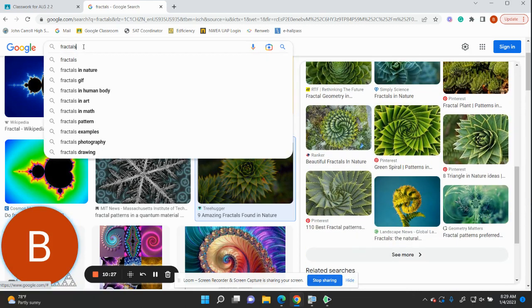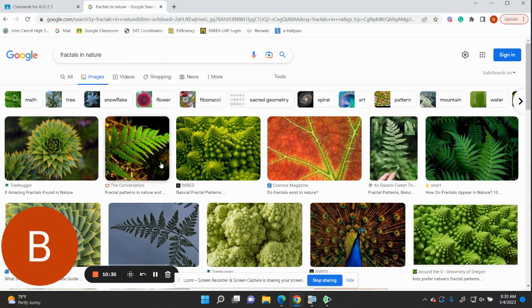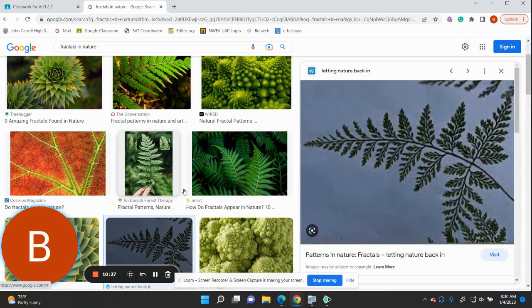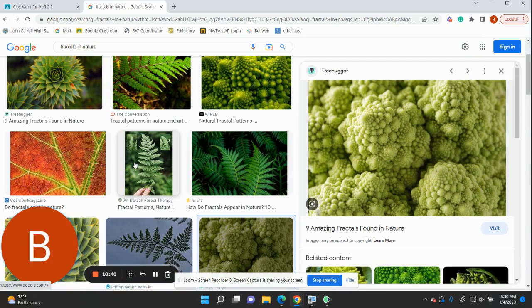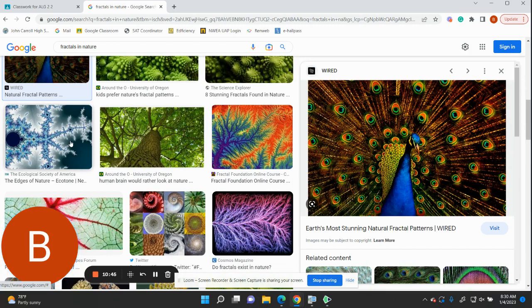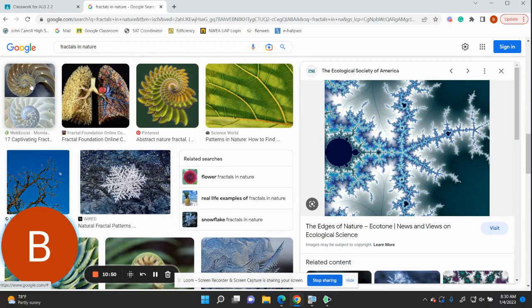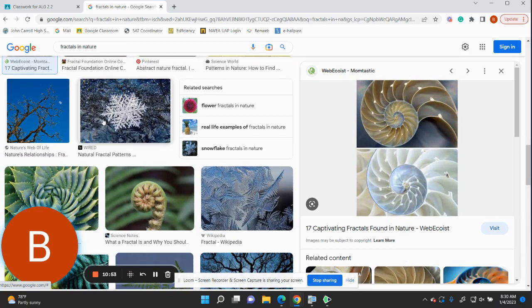Let me actually just show fractals in nature. Right? These are all examples of fractals. Ferns, broccoli, okay? Seashells, peacocks, right? These are all examples of fractals in nature. Snowflakes. Okay, these are all examples of fractals, and they're beautiful. Okay, God is a God of order, and we see that in nature all around us.